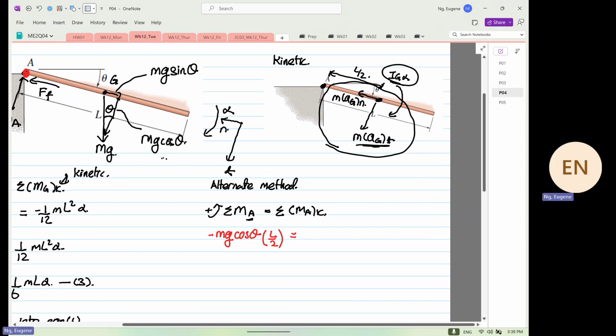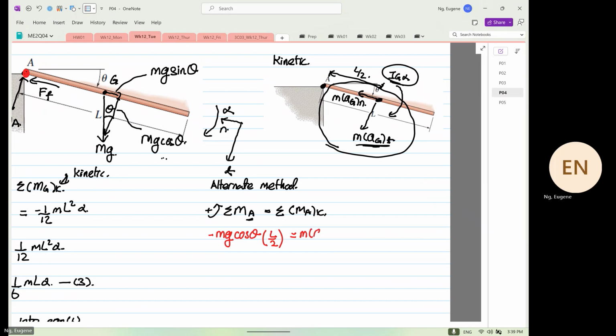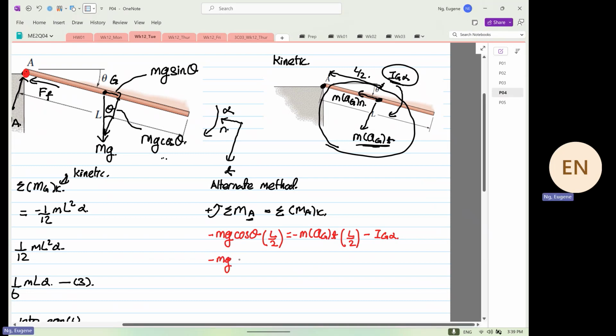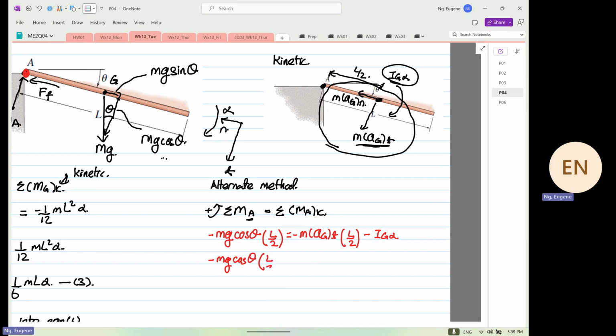For the kinetic side, we have m a_G t multiplied by L/2. Sorry, I forgot the minus, and then minus I_G alpha. Why minus? Because I assume positive is going in the clockwise direction. Okay. So when we further write this out, minus mg cos theta times L/2.